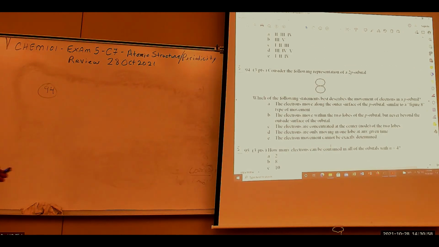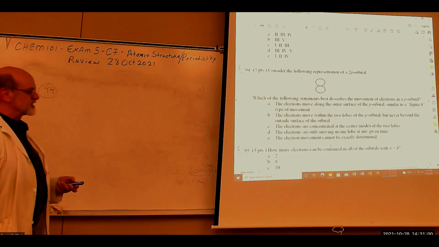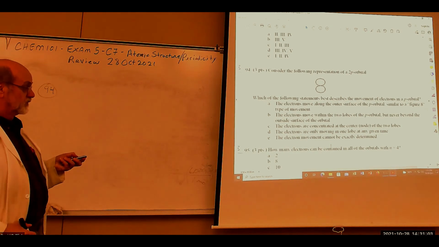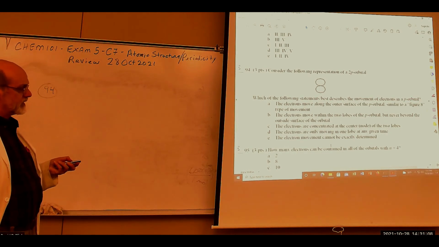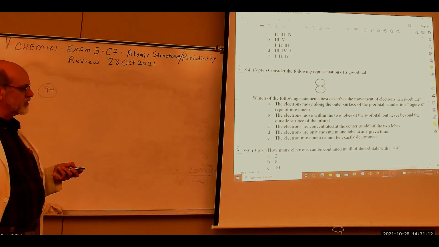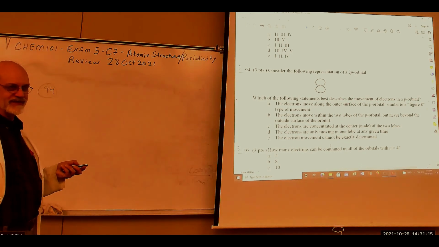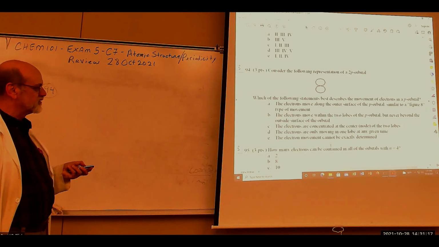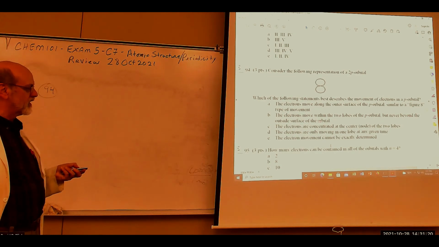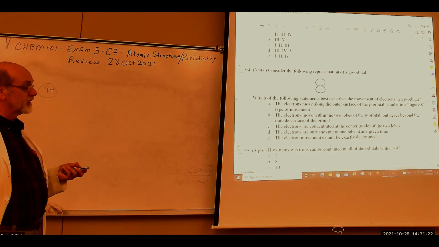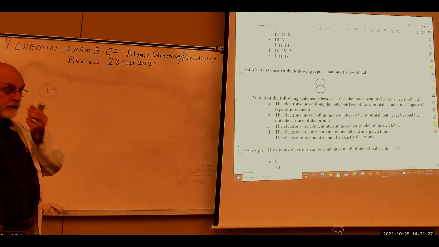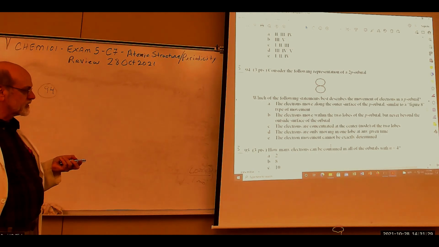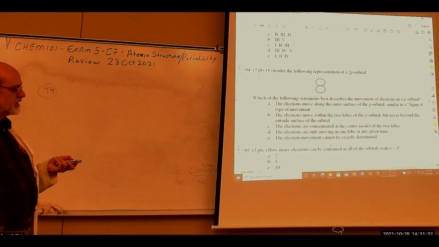There it is. If this is a representation of the 2p orbital, what can we say about it? We're describing the electrons in the p orbital. The electrons move along the outer surface of the p orbital in a figure 8. I don't think so. The electrons move within the 2 lobes of the p orbital, but never beyond the outside surface. That's not true either. This is roughly a 90% probability of finding electrons there. The electrons are concentrated at the center node of the 2 lobes.